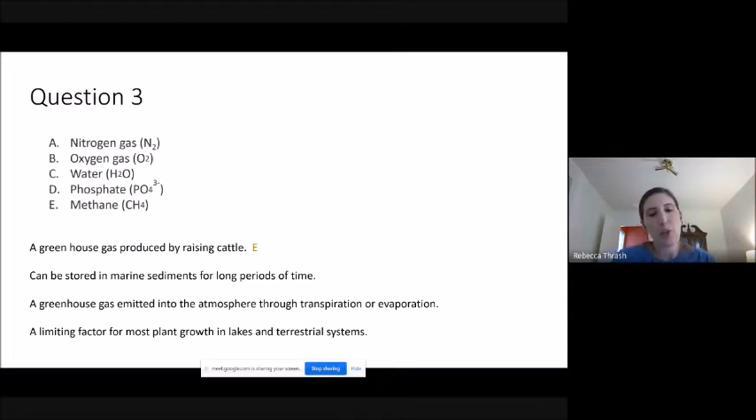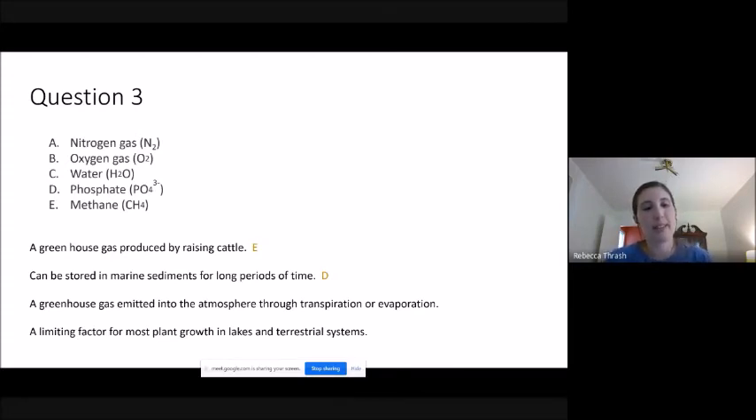So which can be stored in marine sediments for long periods of time. So not nitrogen gas, because that's in the atmosphere, definitely not oxygen. Water isn't in a sediment. So really the only thing left here is going to be phosphate.